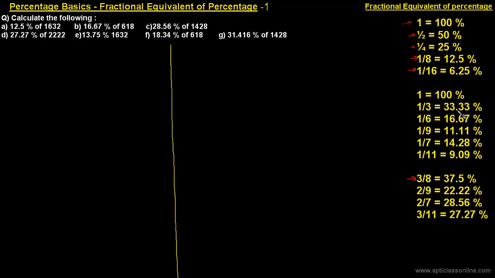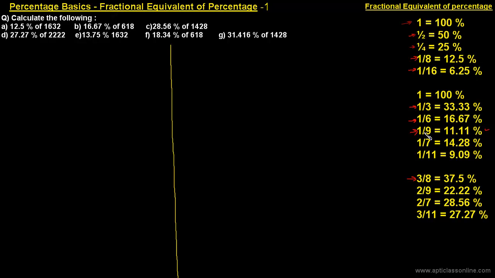Okay, so again, if you consider 1 as 100%, that we all know, dividing it by 3, 1/3, that is equal to 33.33%. That is also very common. Again dividing it by 2, 1/6, that is equivalent to 16.67%. That is very important and widely used in many questions. Again dividing this by 3, we get 1/9, that is equivalent to 11.11%.